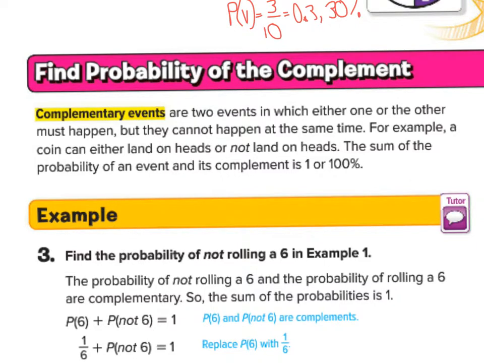Let's look at another key concept. Complementary events are 2 events in which either one or the other must happen, but they cannot happen at the same time. For example, a coin can either land on heads or not land on heads. The sum of the probability of the event and its complement is 1 or 100%. It's the total number of outcomes. So it can either happen or not happen, and those are complementary events.